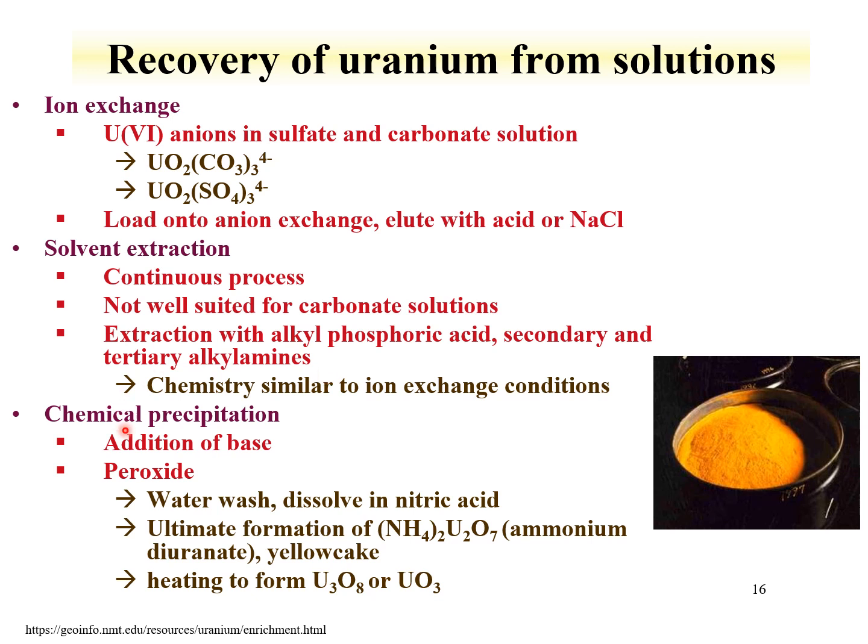Chemical precipitation. One can precipitate the uranium out by the addition of a base, peroxides, or ultimately the formation of ammonium diuranate, the yellow cake, which is shown here. Then heating most of the precipitated chemical forms results in U3O8 or even UO3, depending upon the level of oxygen and temperature at which the heating is performed.